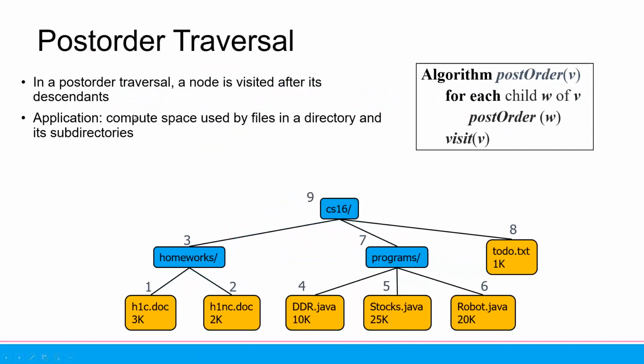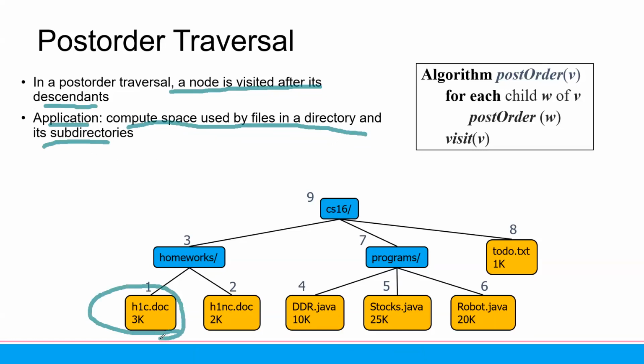There is another kind of traversal, we call it post-order traversal. In the post-order traversal, a node is visited after its descendants. The application is to compute the space used by files in a directory or its subdirectories. So if you want to know how much space you have already consumed in your hard drive, then you will see from the bottom. So the first document and the second document, you will calculate how big the size is, and then you will go to the parent.